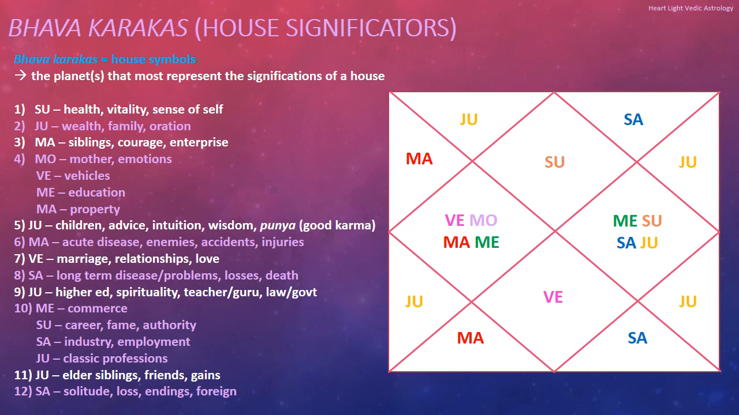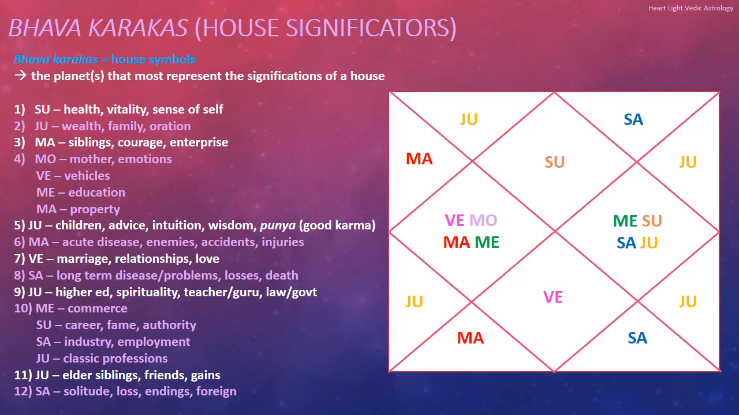Of all the planets, there are 9 classic planets in Jyotish or Vedic astrology, but we only use 7 of those for house karakas or bhava karakas. We don't use Rahu and Ketu, the north and south nodes of the moon. So the 7 other planets, we use as karakas.